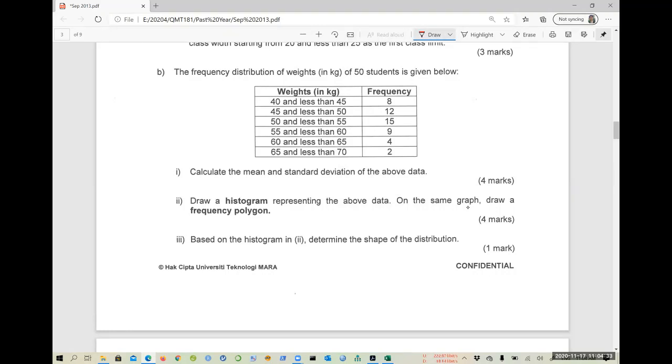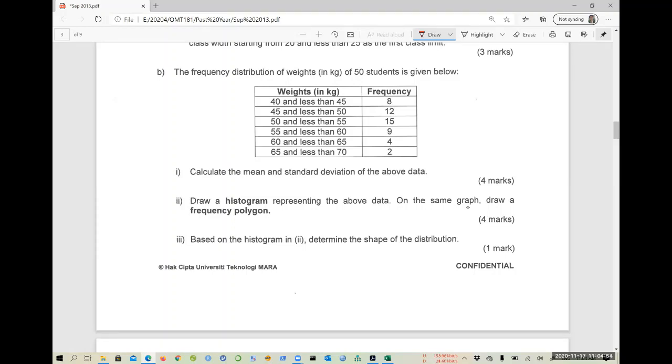The frequency distribution of 50 students is given below. So you have 40 and less than 45, 45 and less than 50. For the group data set here, you need to find the midpoint. In order to find the midpoint, just ignore the words 'and less than' and all those things.